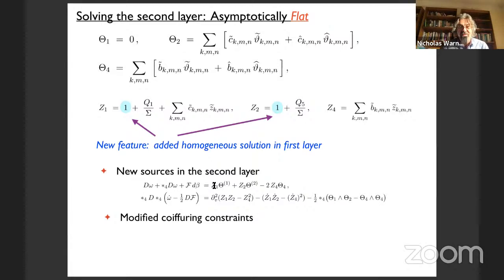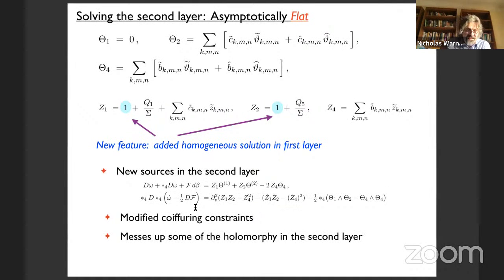The linear modes come from the fact there's a 1 times this. The ones come in and give you linear corrections. So it gives you modified Coiffurian constraints. And it does, in fact, mess up the holomorphy in the second layer. The holomorphy of most of it survives, but these ones come in and screw up the holomorphy. It screws up the Coiffurian constraints.